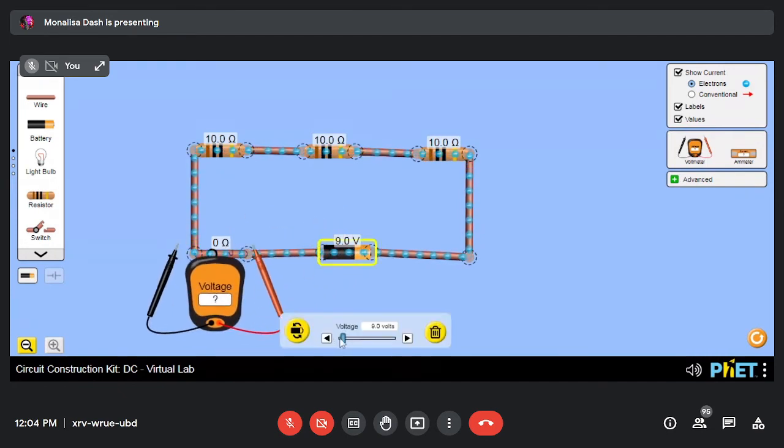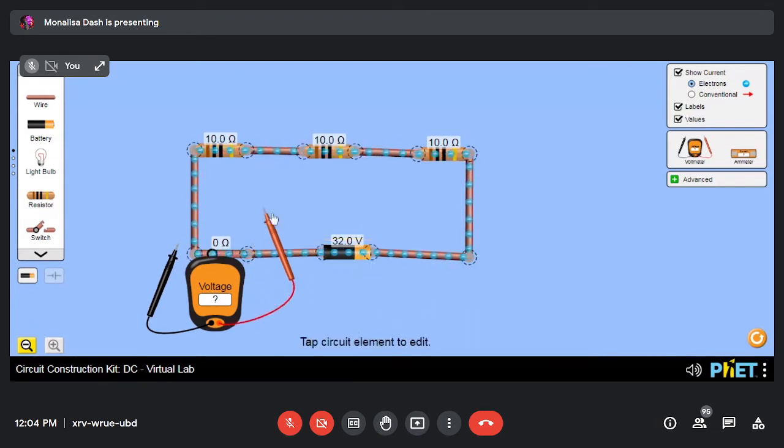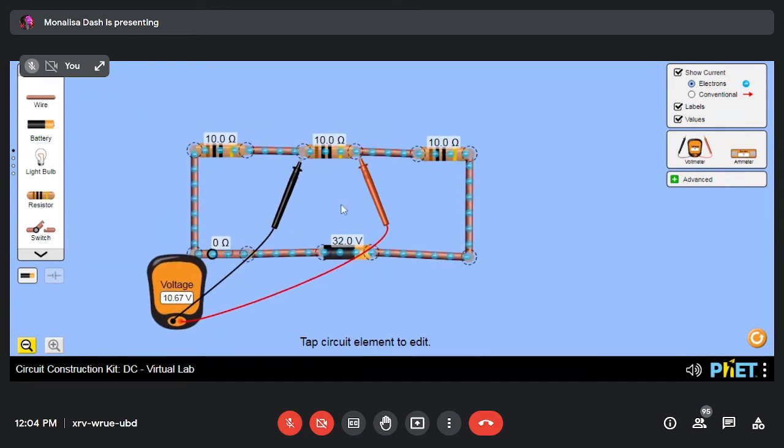I am increasing the voltage a little bit. Suppose 32. Then what you have to do? You have to measure the V1. How much is it coming? 10.67. Okay, you just remember it. This is how much? 10.67. Also 10.67, because the same resistance is there.